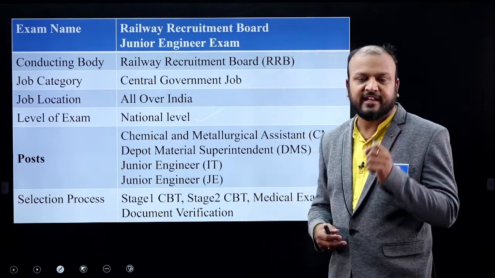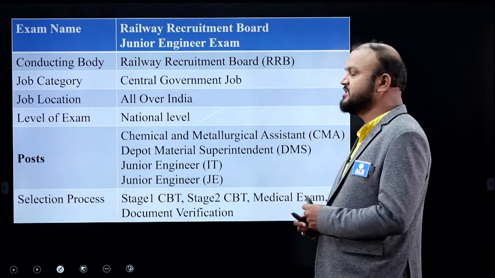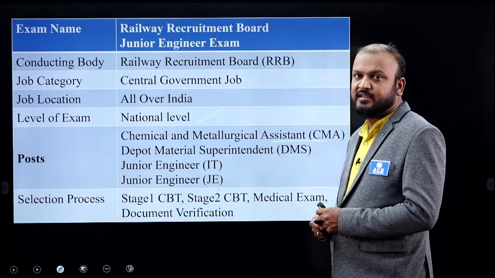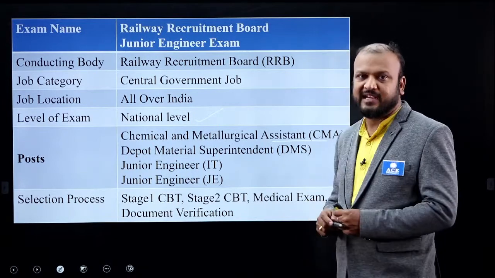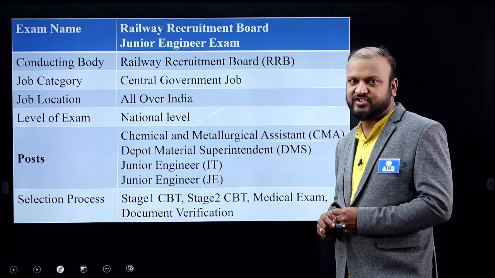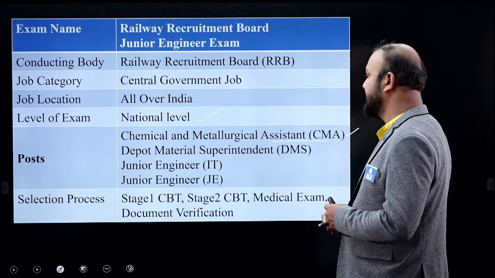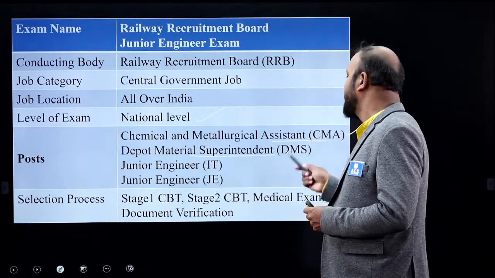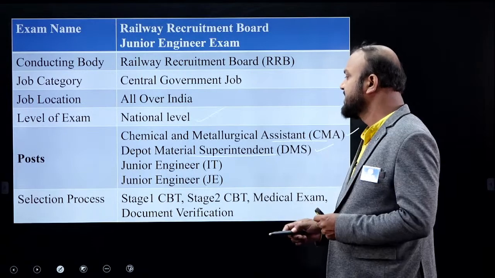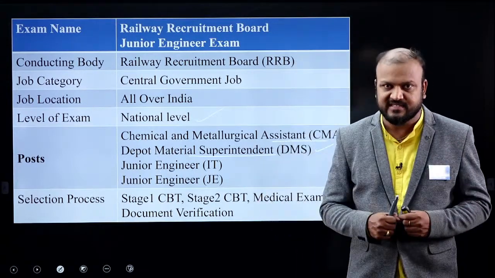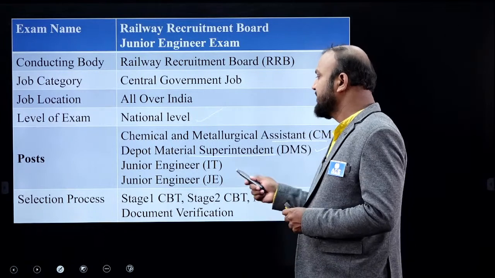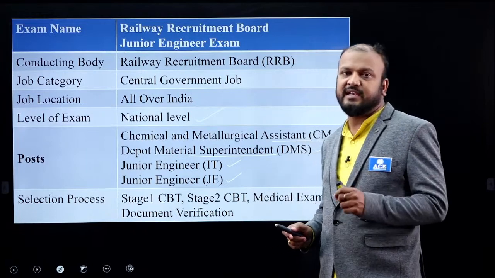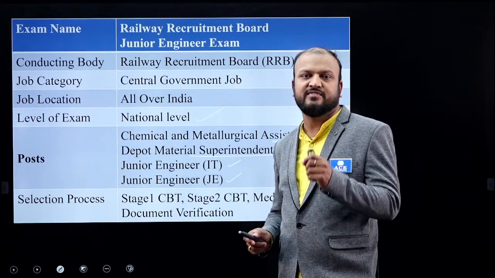And RRB JE recruits candidates under these posts: chemical and metallurgical assistant. These posts are eligible for chemical engineers and those who do metallurgy, and those candidates are eligible for CMA posts and depot material superintendents, we call the DMS post. And especially for the computer science and information technology people, we have junior engineer IT and junior engineer, and specifically for each stream we have separate posts.